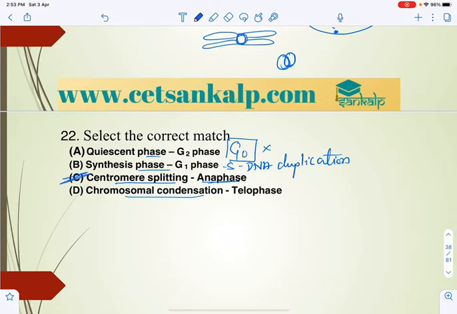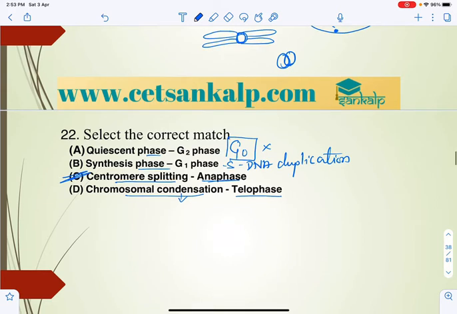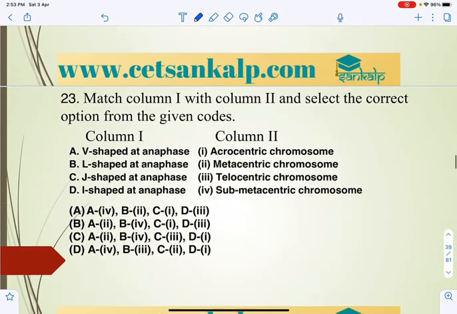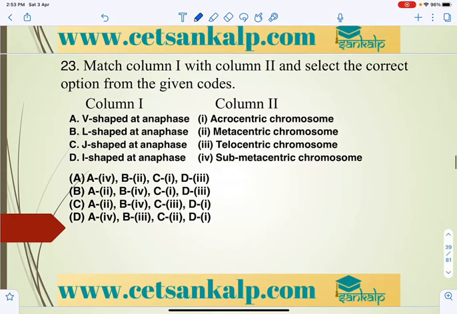So next option, chromosomal condensation in telophase. Here the condensation takes place in the metaphase and initiation in the prophase. But whereas in telophase we can say decondensation occurs. So this is also wrong. So the answer for that is C. And 23rd question, match column 1 and 2, and select the option from the given codes.